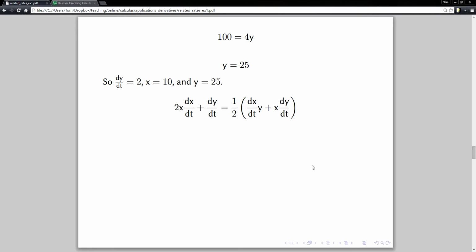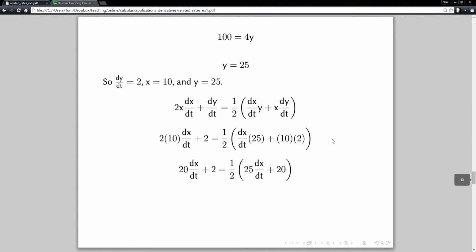So we're going to go back to our derivative. Remember, we're after dx/dt, and we're going to plug all those values in to the appropriate spots. x is 10, we plug that in here. dy/dt is 2, we plug that in here. y is 25, we plug that in here. x is 10, we plug that in here. dy/dt is 2, we plug that in here. And so now we just have a lot of simplifying to do on either side of the equation. Over here, 2 times 10 is 20. Here I have 25 dx/dt, and then 10 times 2 is 20 over here.